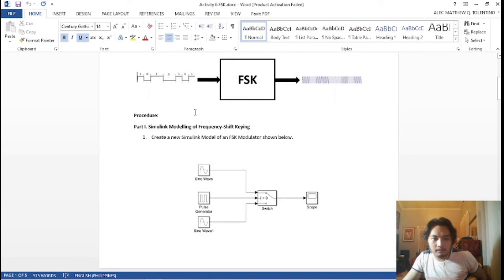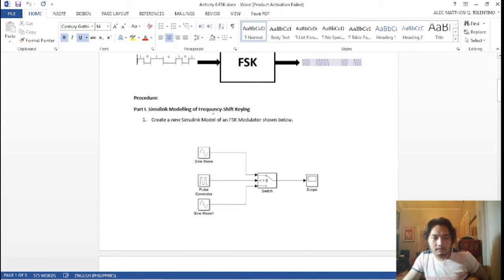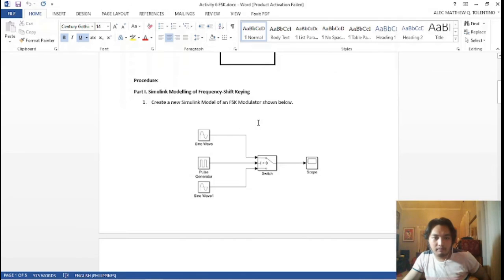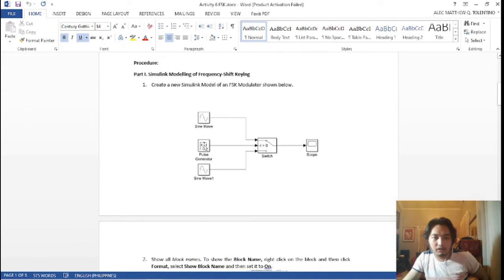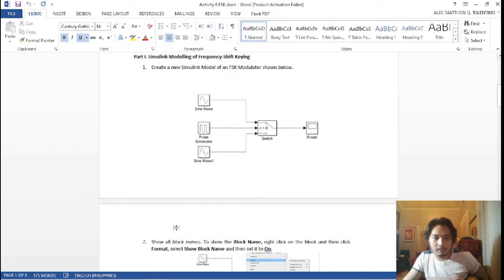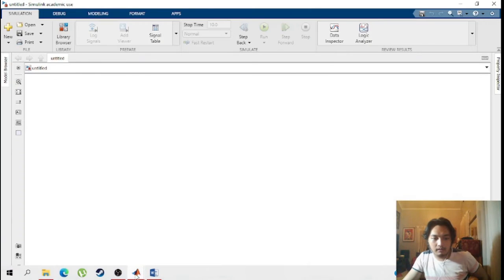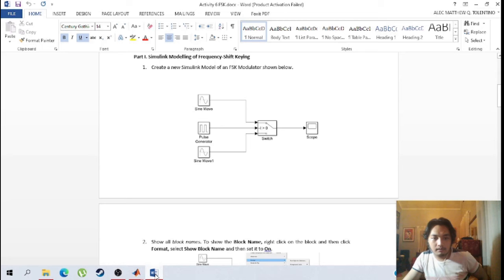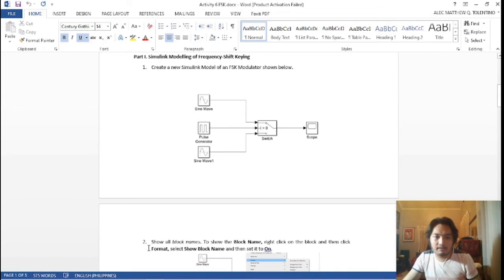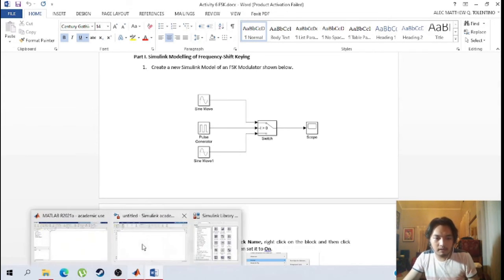Proceeding on, moving on to the procedure, which is for part 1, the simulated modeling of frequency shift keying. So the first step is to create a new Simulink model of an FSK modulator as shown below. So now I will be creating the Simulink model for the FSK modulator in MATLAB Simulink.